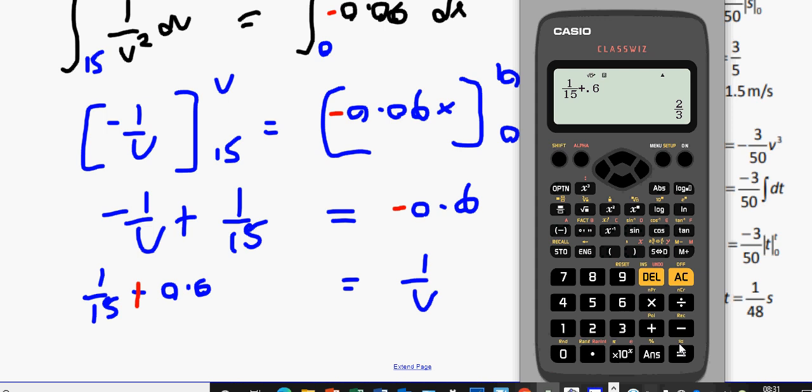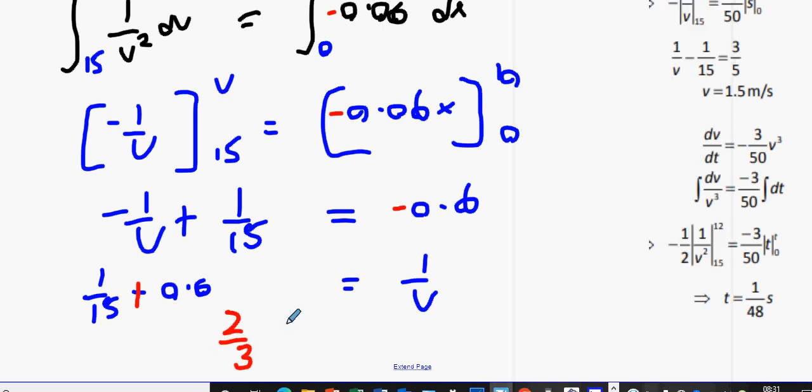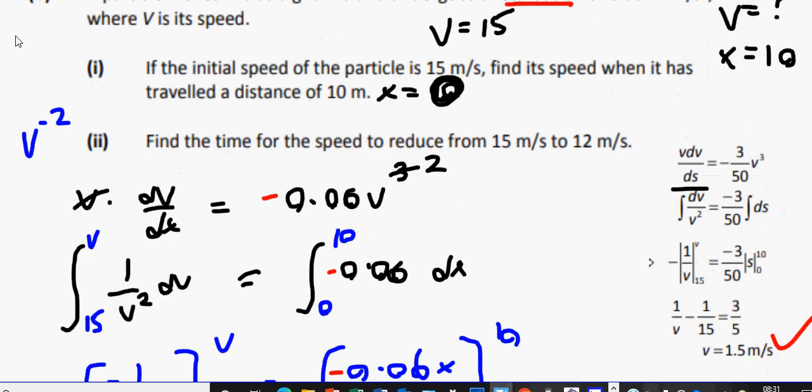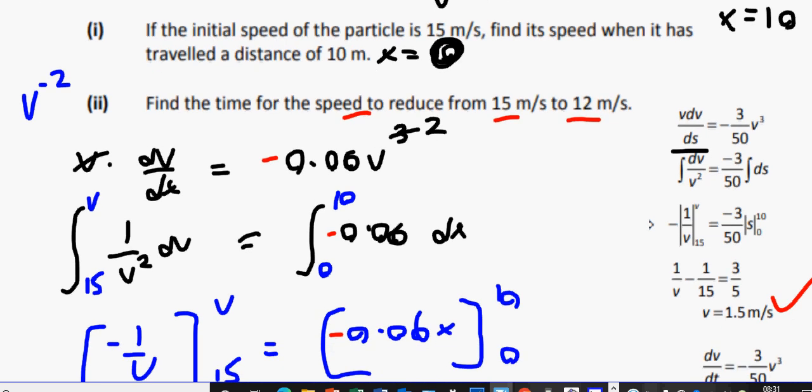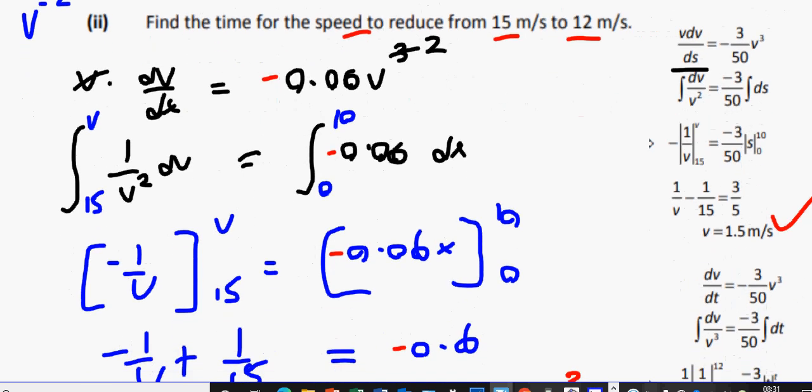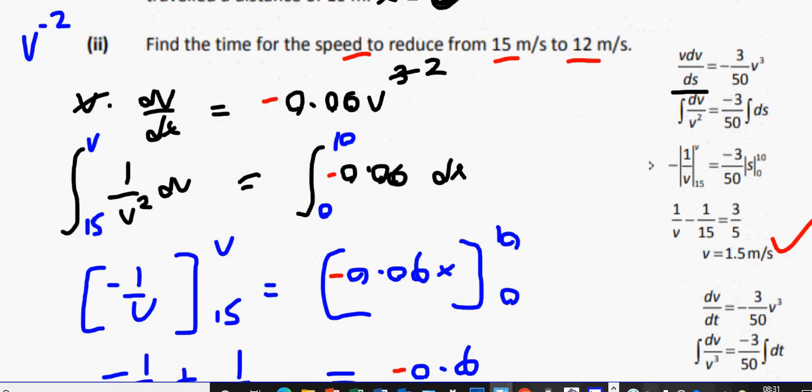2 over 3. And I love doing the turn it upside down thing. So then phi equals 3 over 2. We all good? This is a very easy question. We'll find something more difficult in a second. Find the time taken for its speed to reduce from 15 to 12. Time taken, right? Time taken to do that. Alright, let's think about that.